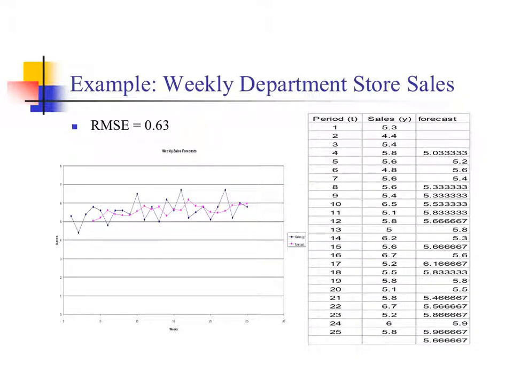So if we plot our forecast with the actual data on Excel, here is the graph, the plot of the sales with actual data and the forecast. Forecast is represented by the pink line and the sales are represented by the blue line. You realize that we did a pretty good job with forecasting, and our forecasting error is $0.63 million.